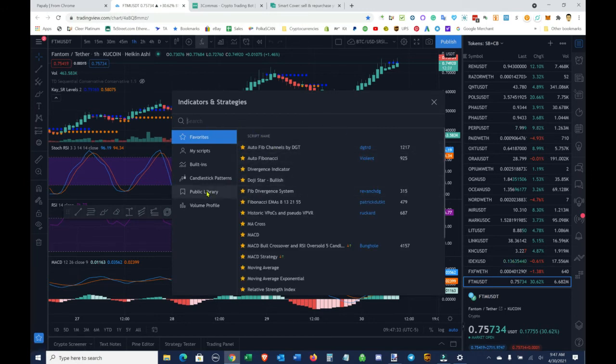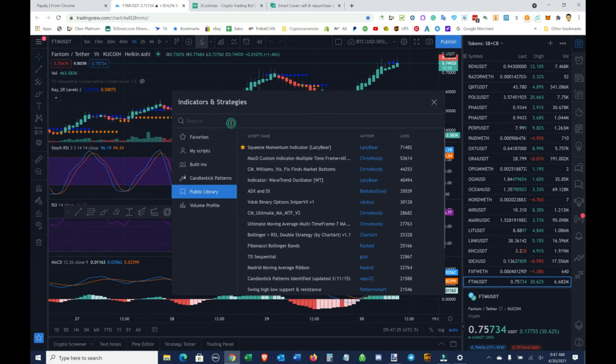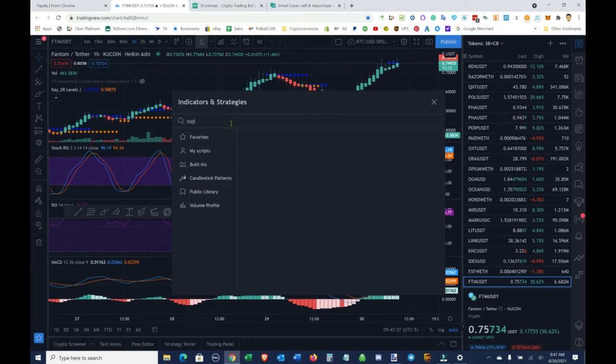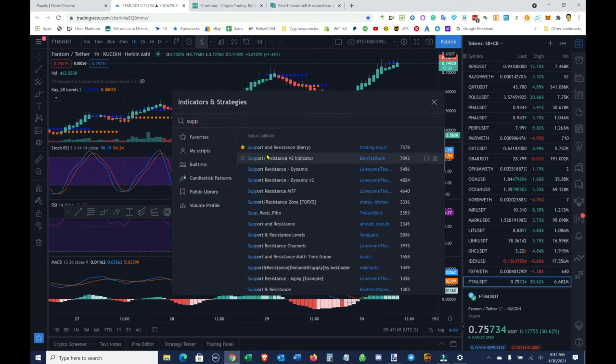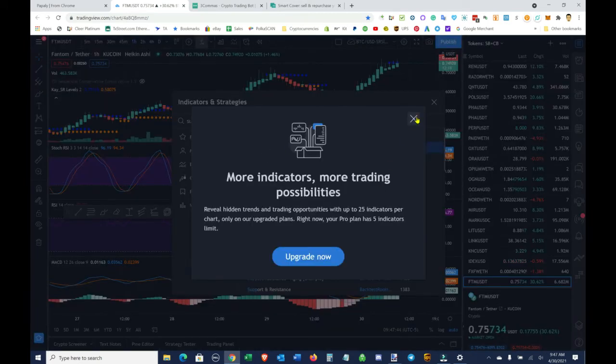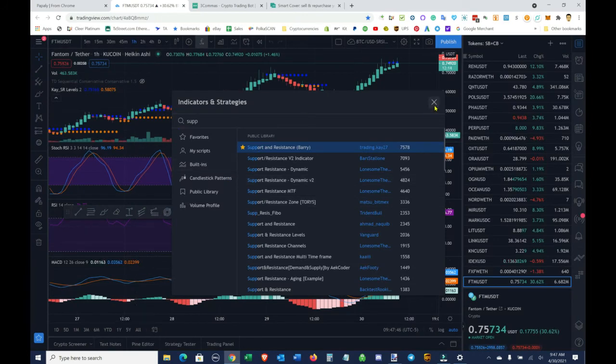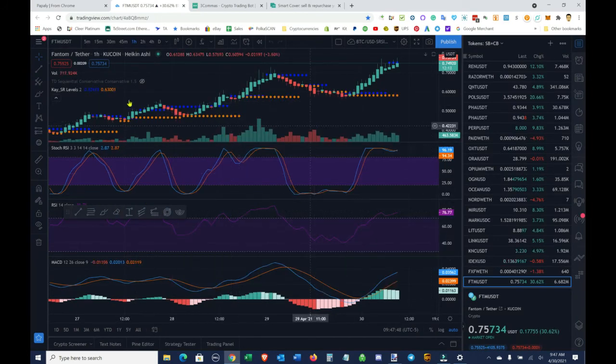And if you go under public library, you can put in here support and resistance. There's a bunch of different ones, and this is the one I'm working with. I've got too many in there. But anyway, that's already set up. So I put a star by it. That way it ends up being in my favorites. But then this automatically drew this on here for me.